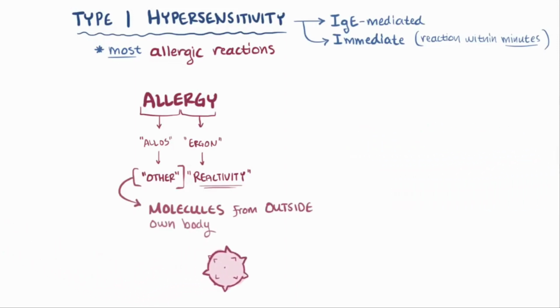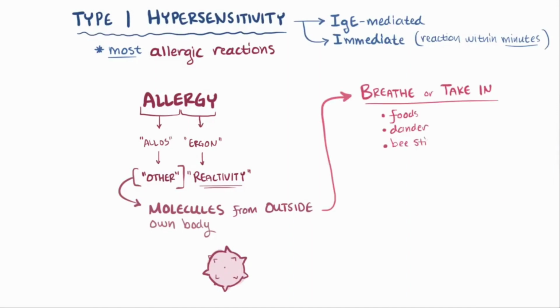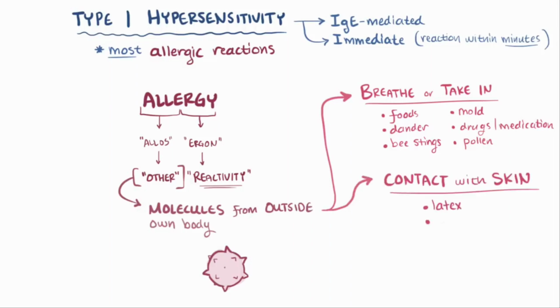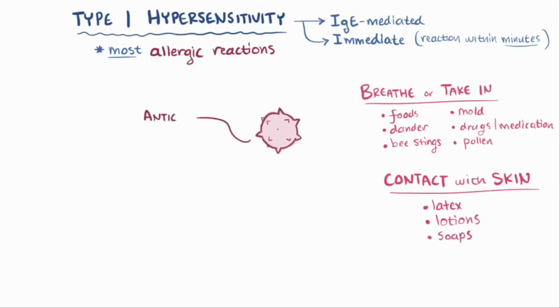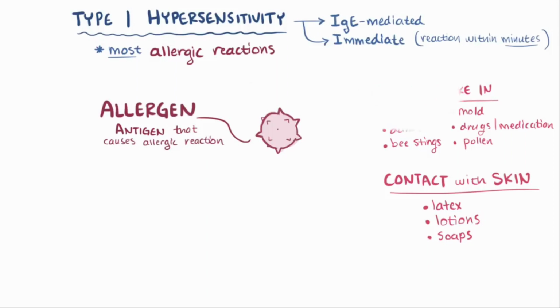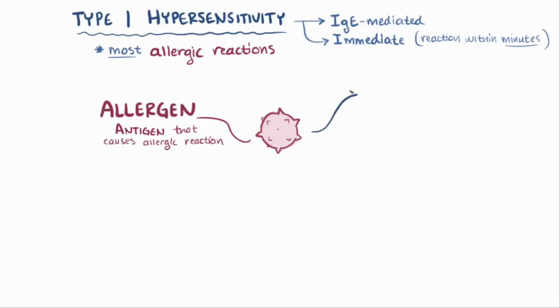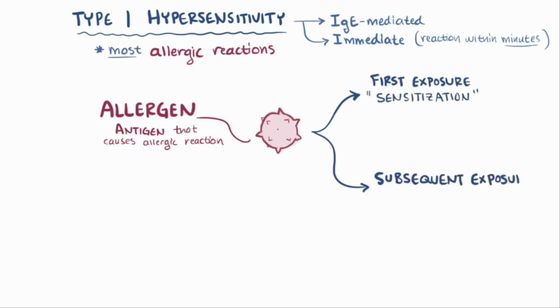And these are specific molecules from things you might breathe or take in, like foods, animal dander, bee stings, mold, drugs or medications, and pollen. But you can also mount an allergic reaction to things you come in contact with on your skin, like latex, lotions, and soaps. These specific molecules are also called antigens, and when they cause an allergic reaction, they're called allergens. An allergic reaction happens in 2 steps: a first exposure or sensitization, and then a subsequent exposure, which is when it gets a lot more serious.